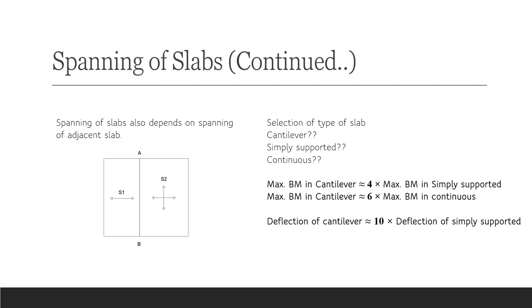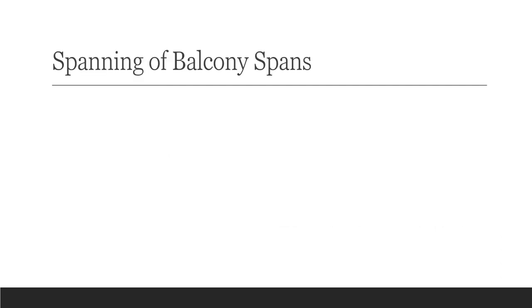If we see according to deflections, the deflection of a cantilever slab will be approximately 10 times the deflection of a simply supported slab. So, while deciding the type of slab, this fact should be kept in mind. Next is spanning of balcony slabs. In case of balcony, economic spanning is governed by the ratio of longitudinal span to transverse span.